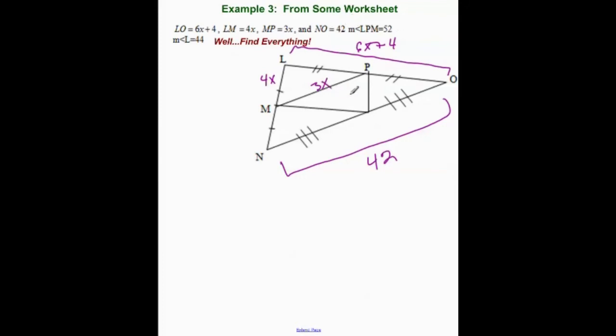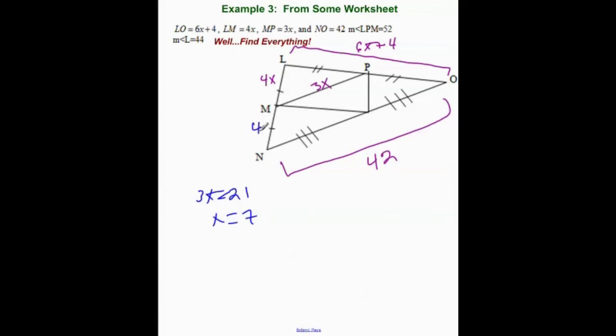Well, we're going to use the midsegment. When I look at a problem like this, I want to look at what's parallel. This is parallel to that. And this is going to be the easiest one to find, because 3x is going to be half of 42. Half of 42 is 21. We just have 3x is equal to 21. X is going to be equal to 7. I take that and plug it all in.